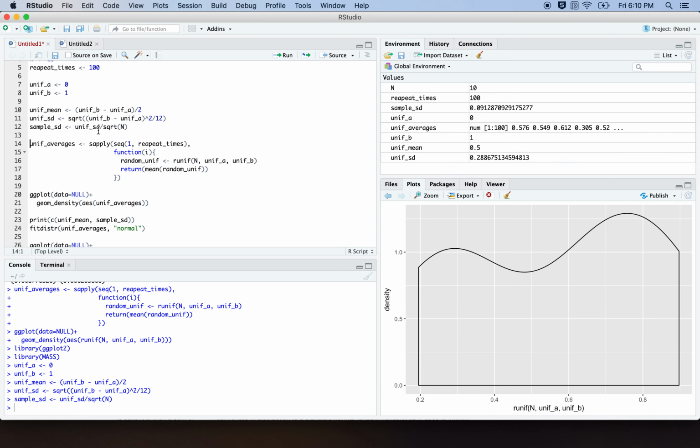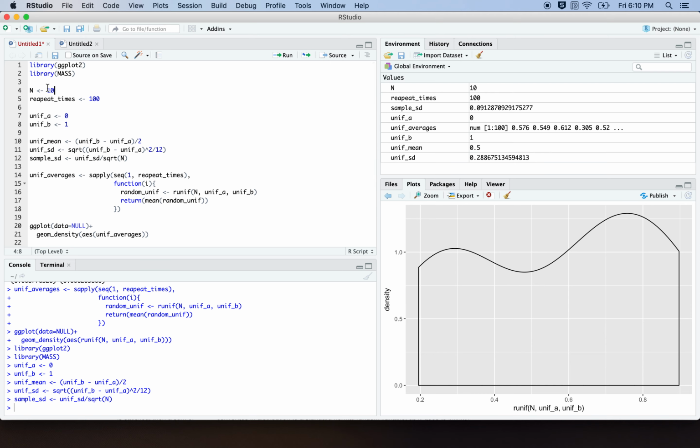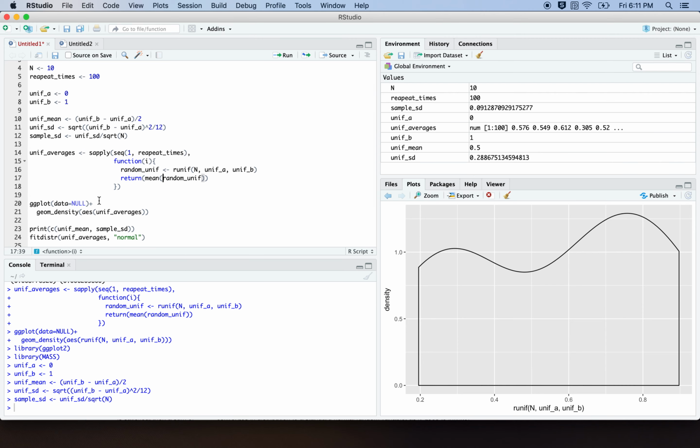And now what I'll do is I'll generate the averages. So this sapply basically just applies a function to the sequence that you supply here. So I'm generating a sequence from 1 to 100, and for each i, I'm just generating n uniform samples with these parameters a and b. And then I'll just take the average of that and return that average. So I'll have 100 averages of 10 samples each. And this will generate a new sample every time, so we will have different averages.